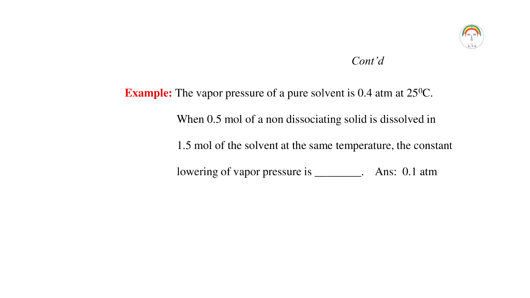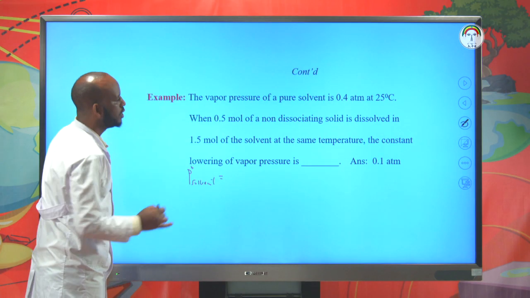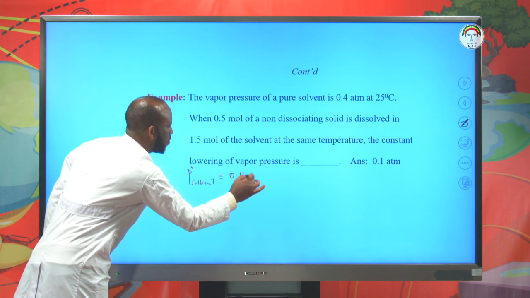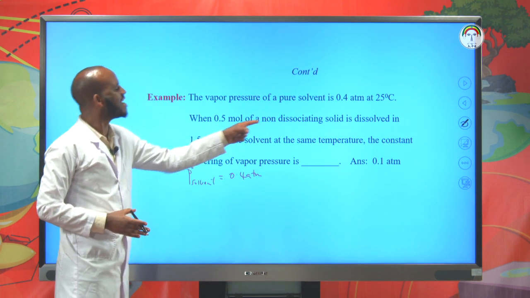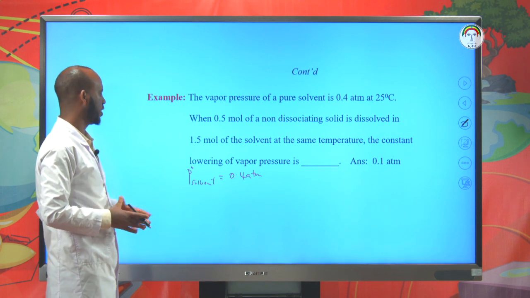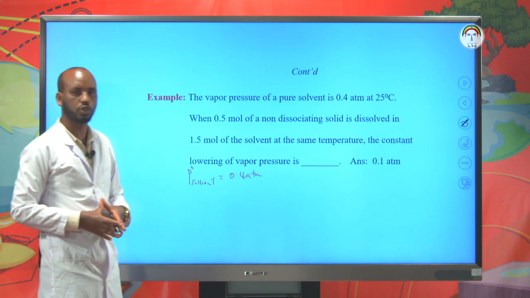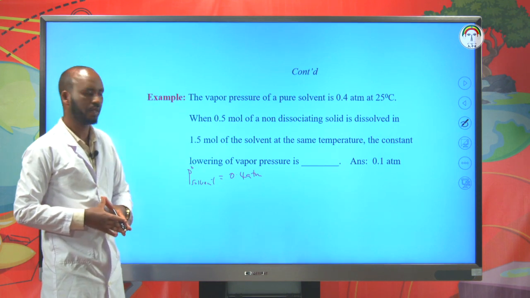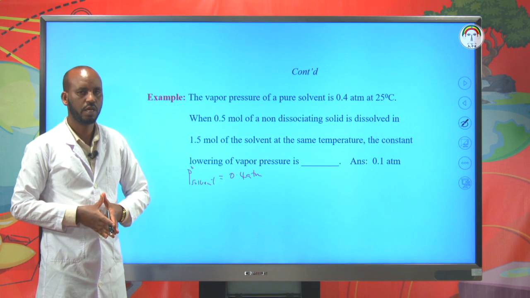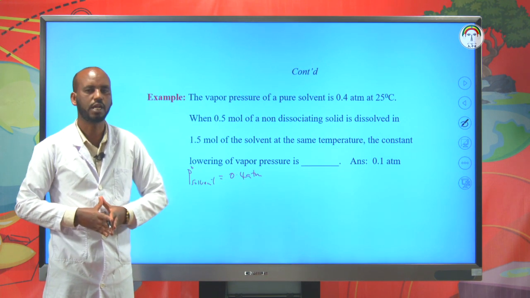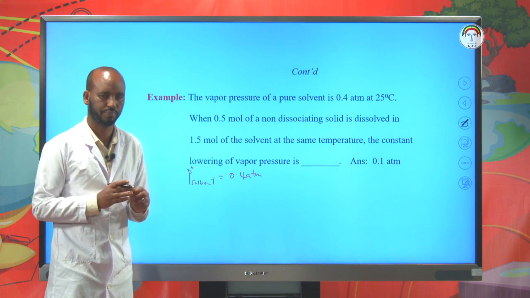Example: the vapor pressure of a pure solvent is 0.4 atmosphere. What is given? Vapor pressure of pure solvent equals 0.4 atmosphere. When 0.5 mole of a non-dissociating solid is dissolved in 1.5 mole of the solvent at the same temperature, the lowering of vapor pressure is dash. You are asked to calculate lowering in vapor pressure, delta P.